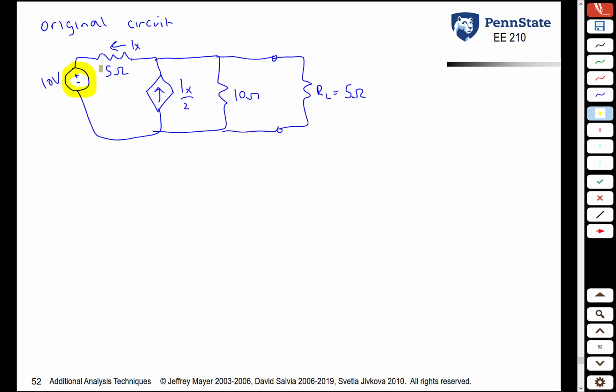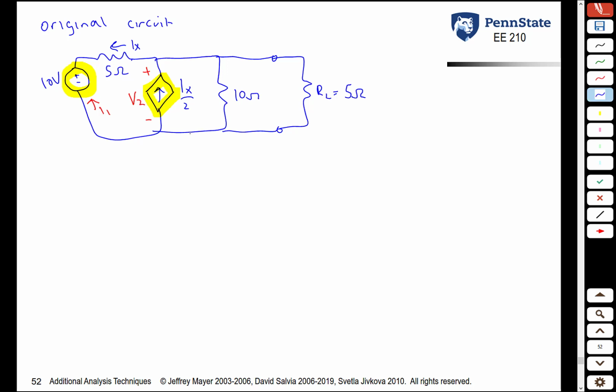There are two sources. There's this independent voltage source, and there's this dependent current source. In order to calculate the power associated with these sources, we need to find the current going through the voltage source. We'll call this I1. And the voltage across the current source we'll call V2. So let's find I1 and V2.